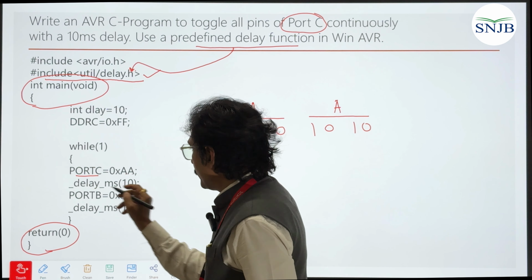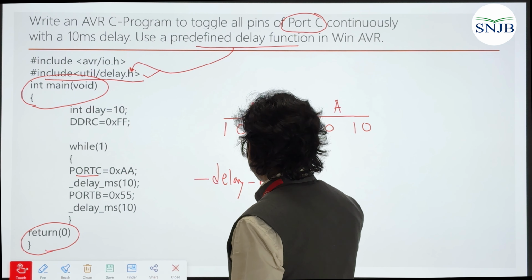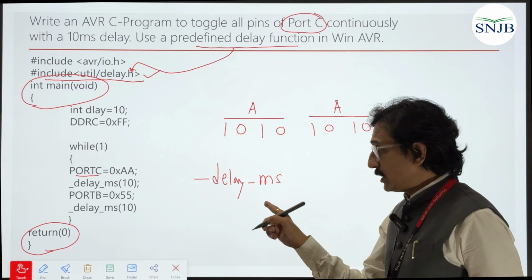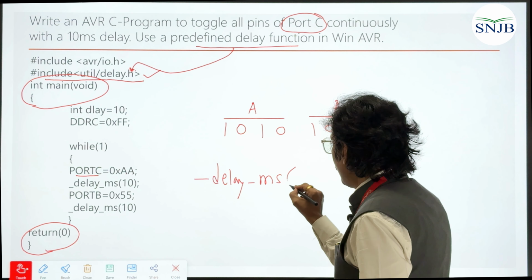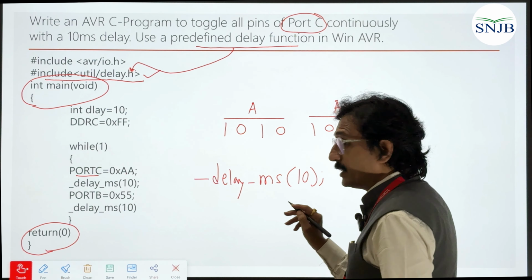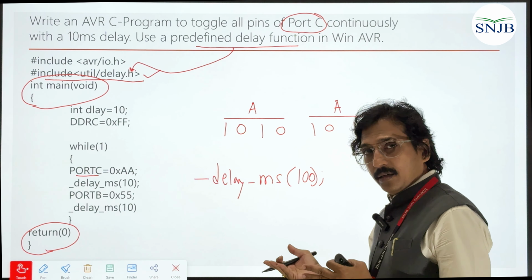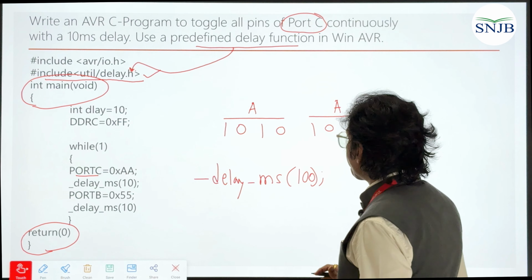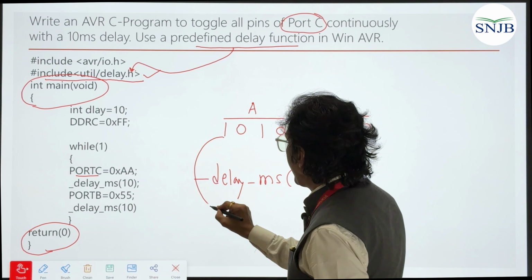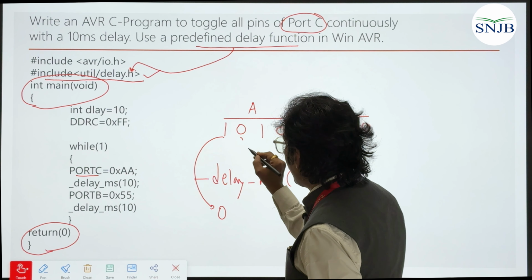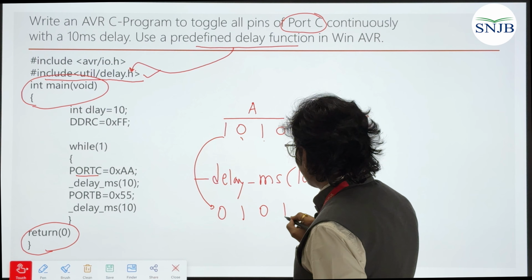And underscore delay underscore ms means millisecond. So this is the inbuilt function, underscore delay underscore ms with 10 in the bracket. It generates a delay of 10 milliseconds. If you write 100, it generates a delay of 100 milliseconds. After the delay, whatever was 1 now becomes 0, whatever was 0 becomes 1, whatever was 1 becomes 0, whatever was 0 becomes 1.